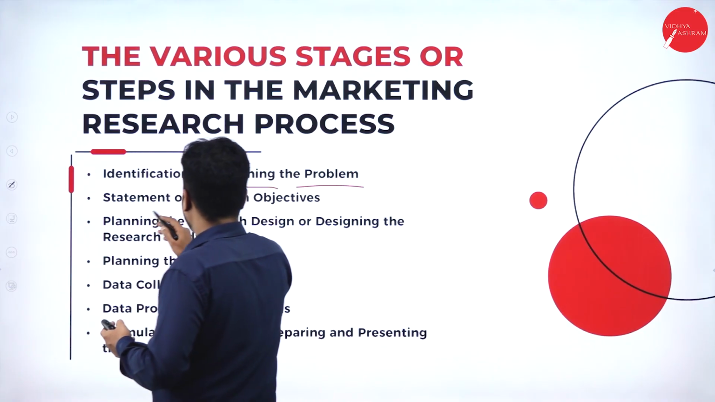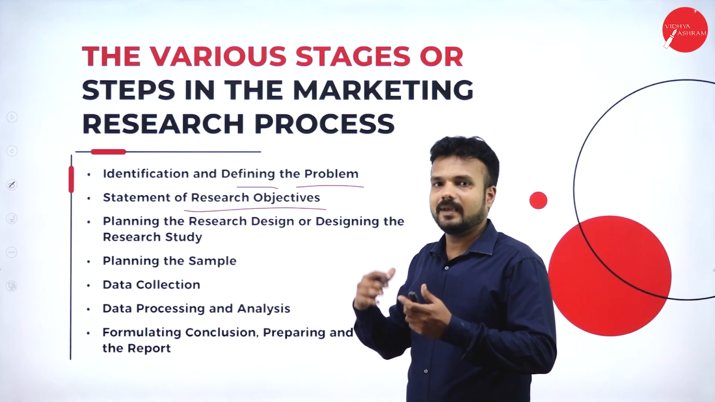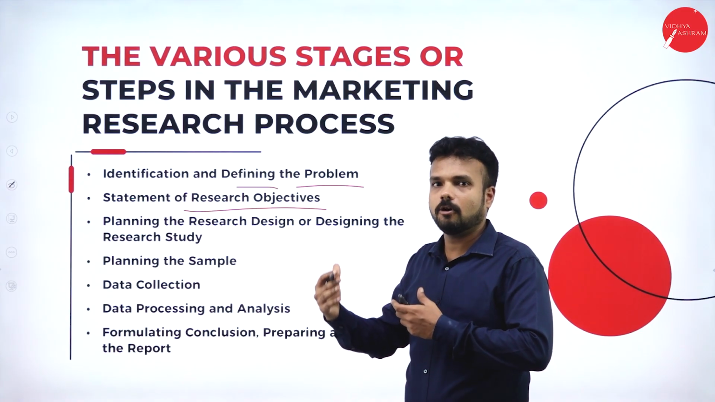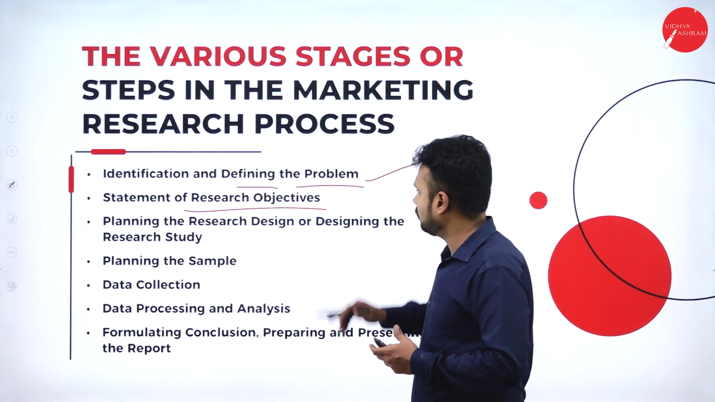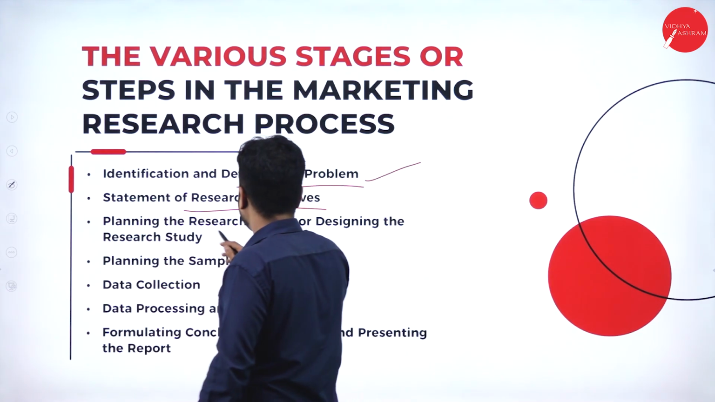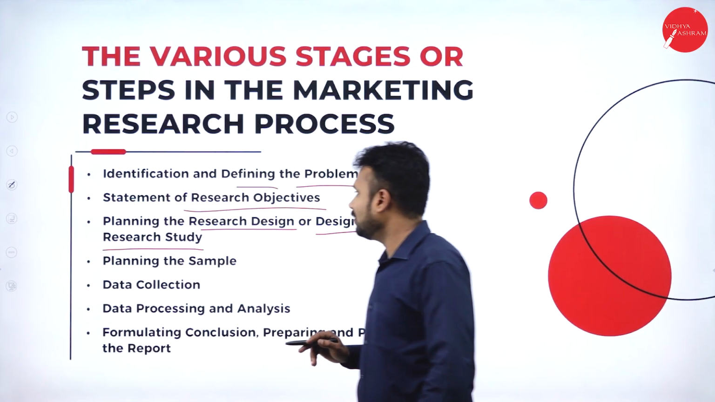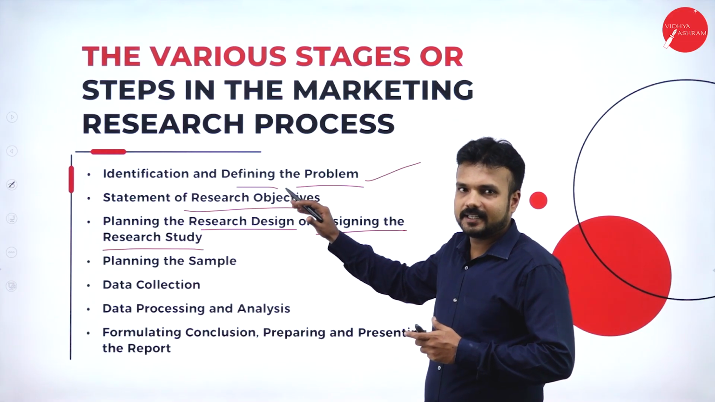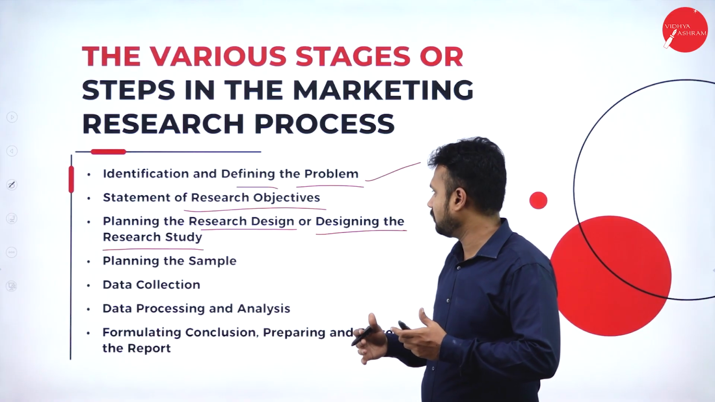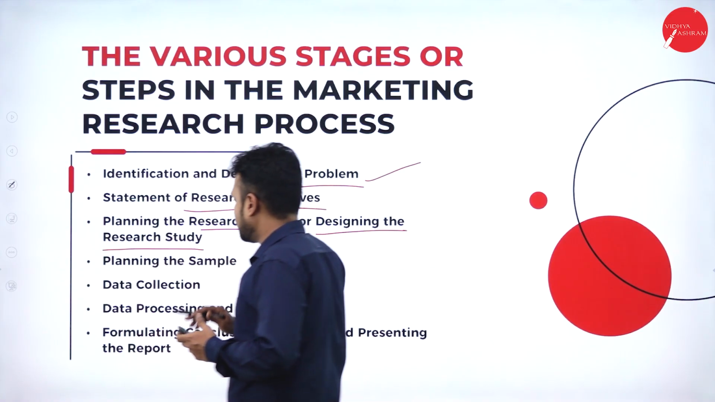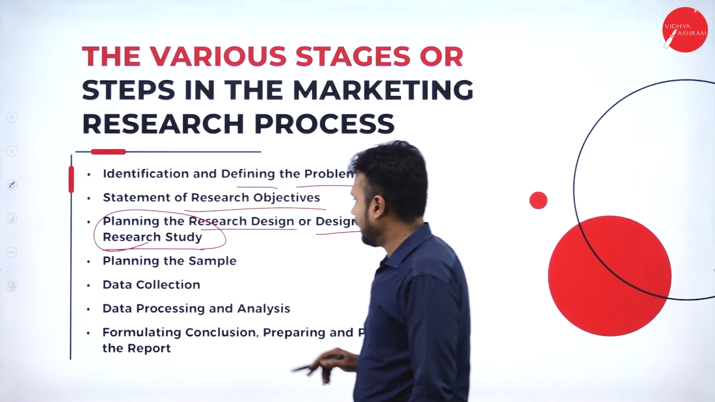Step number 2, statement of research objectives. What is the main goal, the main objective of this research? I am going to conduct a research; what is my goal? Based on the problem, I am going to set the goal. Step 3, planning the research design and designing the research study. After setting the goal and the objectives, I am supposed to go with a research design. What kind of research design do I have to go with, and designing the research study. So we are supposed to design the research study.